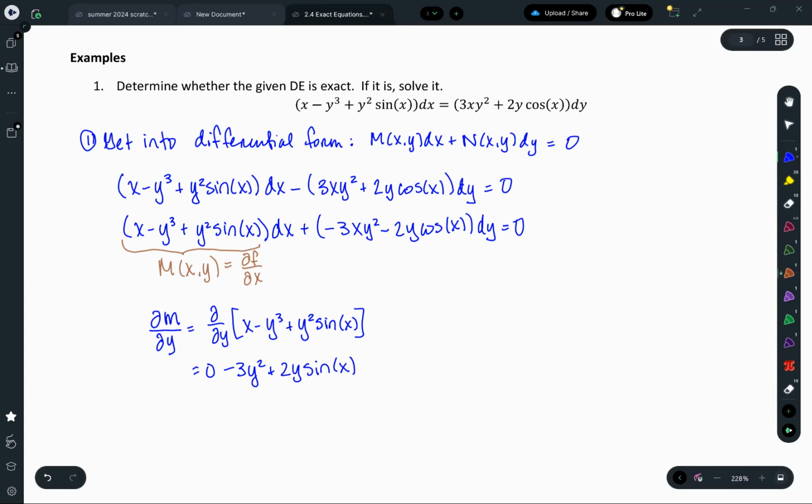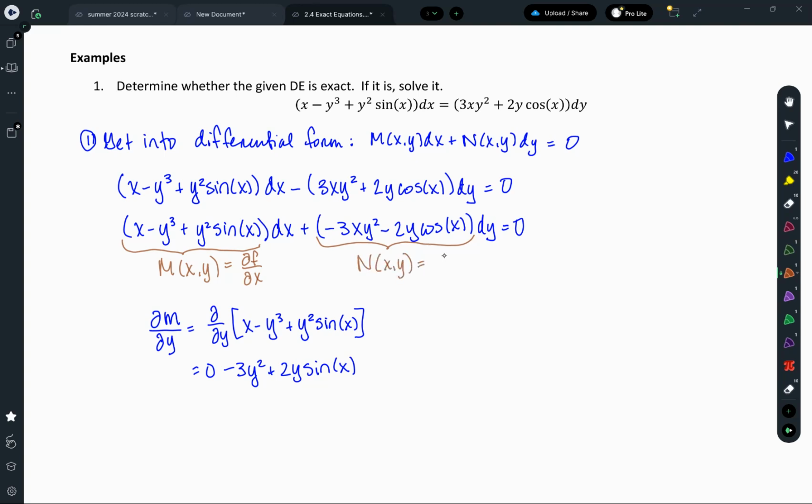Similarly, the factor that is in front of dy, that is our N of xy, and it is thought to be possibly del f del y because it is right next to a dy. So that's how I know which derivative has already been taken, and that lets me know that I want to calculate the opposite one. I'm going to take that N and take the partial derivative with respect to the other variable, x. So I will run a del x through the minus 3xy squared minus 2y cosine of x.